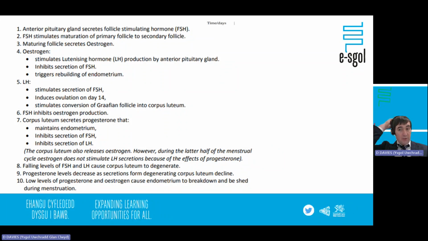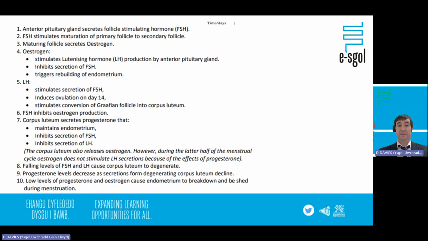The anterior pituitary gland in the brain secretes follicle stimulating hormone. That's what FSH stands for. Sorry, everyone. That stimulates the maturation of a primary follicle to a secondary follicle. A maturing follicle then secretes estrogen. Estrogen stimulates LH, inhibits FSH, and triggers the rebuilding of the endometrium. So you can see we've got a relationship between all of these hormones. They all have an impact on each other.